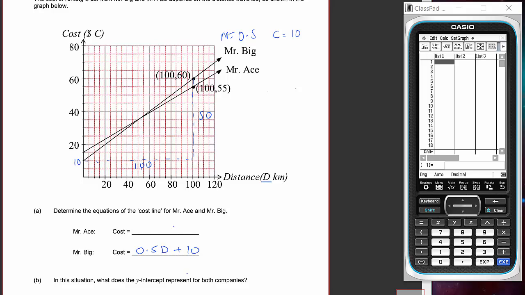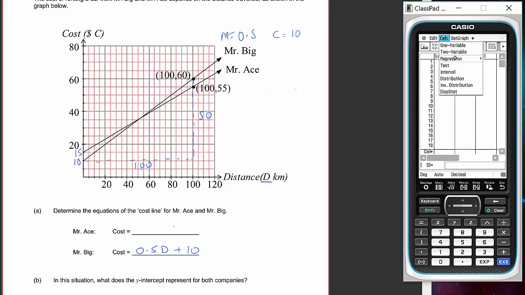Now for Mr. Ace, I'm going to show how the calculator could help. We could do both of them with the calculator. So we can see the intercept here is at 15. So I'm on the statistics package and my x value is 0 and my y value is 15. Then it's got 155. So the x is 100 and the y is 55.